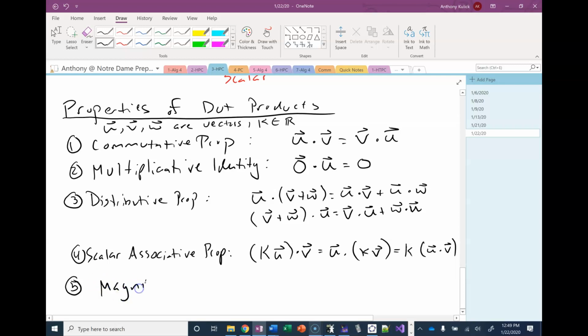5. The last one is the magnitude property that says the dot product of a vector and itself is just its magnitude squared.